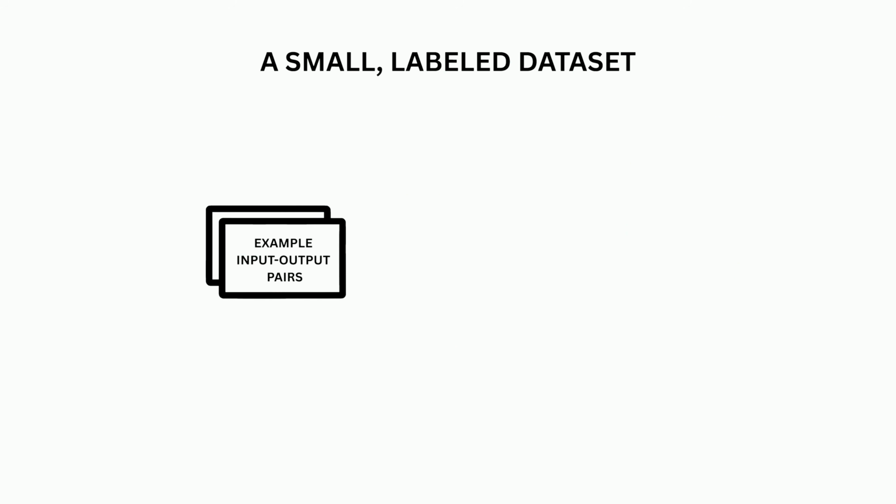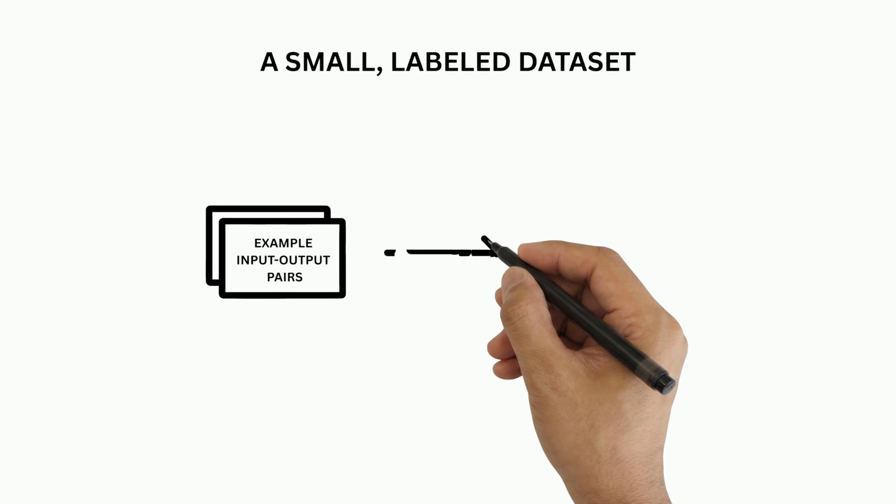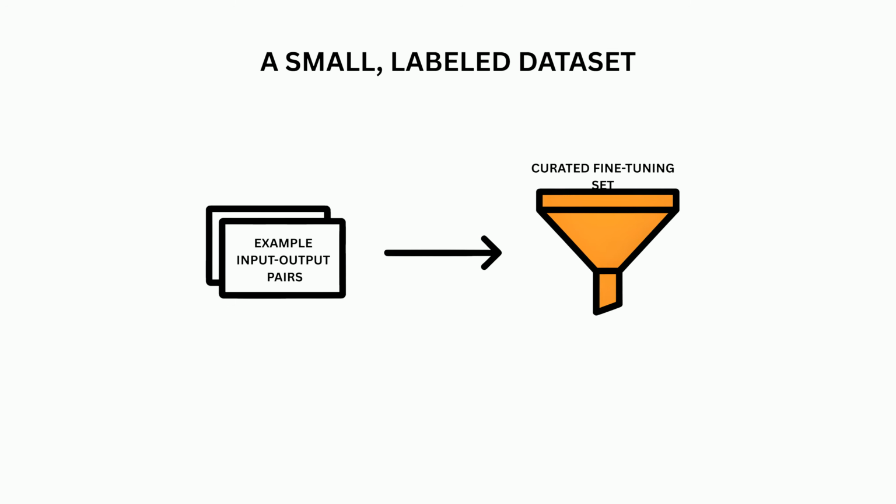Fine-tuning doesn't need billions of documents. It needs a much smaller, carefully curated set of examples, sometimes just a few hundred to a few thousand, that show the model exactly the input-output behavior you want. A support ticket and the ideal reply, a raw log line and the correct threat label. Quality and consistency matter far more than volume here, because every example is directly shaping how the model's weights shift.